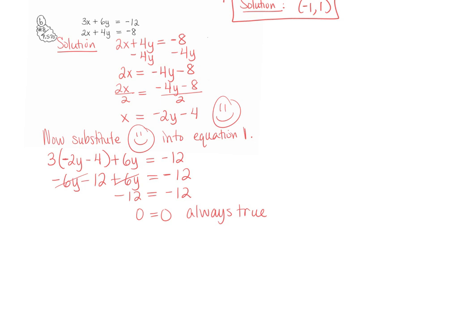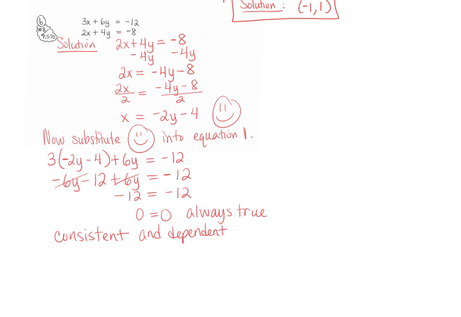Consistent, okay? So, we ended up with a statement that is always true. So that means we have a consistent system. And whenever you have a consistent system, you have to determine if your system is independent or dependent. Which one? Dependent. Consistent and dependent, which means there are infinitely many solutions. Does that make sense?